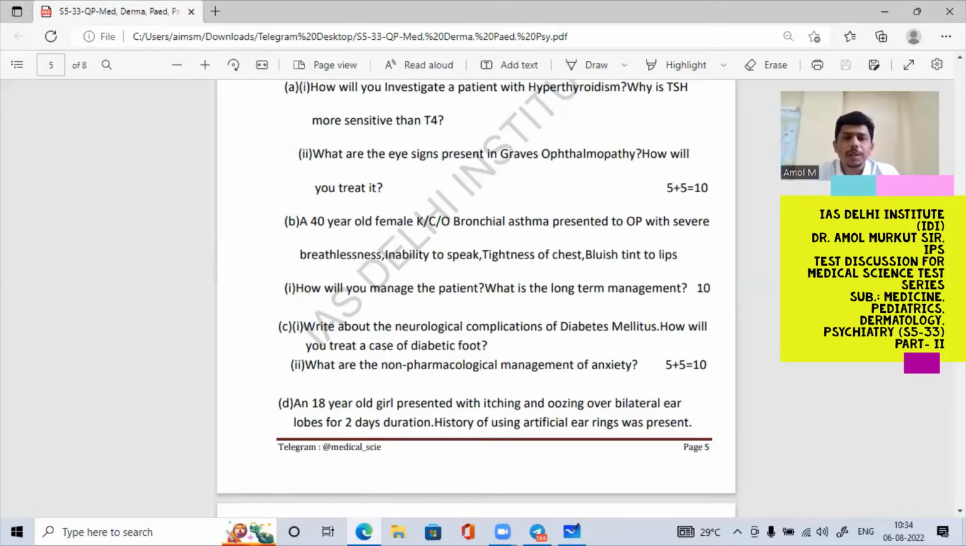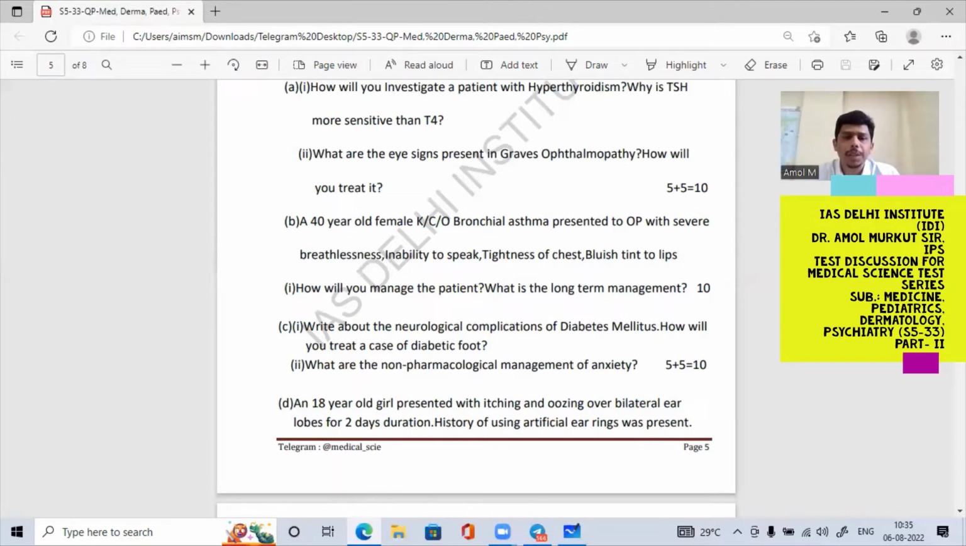Autonomic neuropathy: what is there? The loss of autonomic sensations mostly. So the patient will not recognize the symptoms of hypoglycemia, or the autonomic response to the hypoglycemia will be absent. Then he will not understand the myocardial ischemia, there will be no pain. So these are the various autonomic resultants of the autonomic neuropathy due to diabetes.